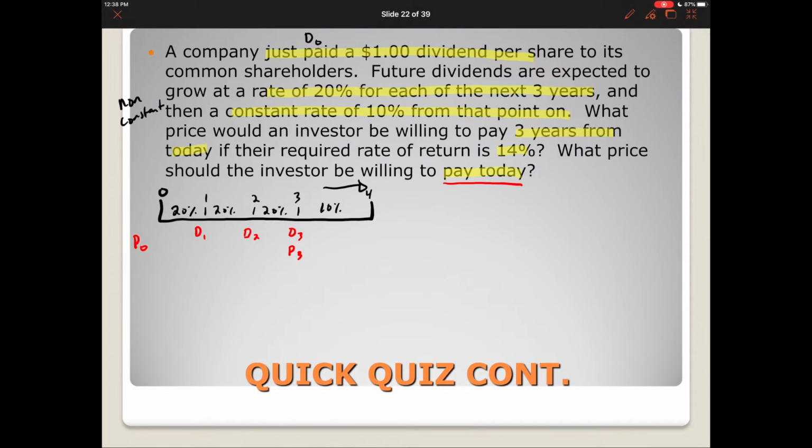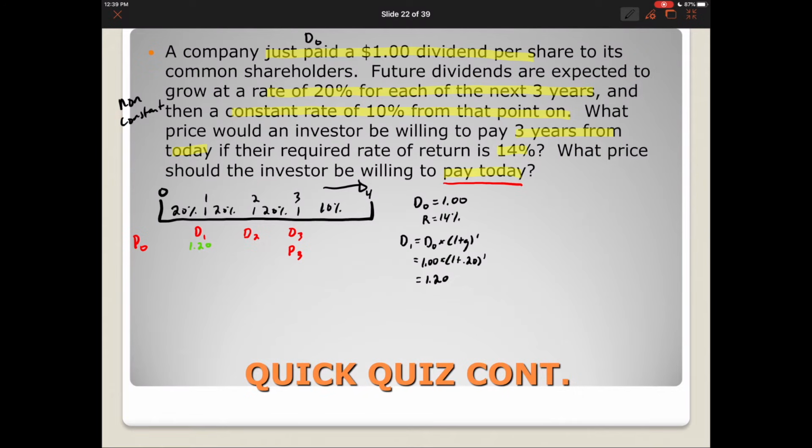So let's write down what was provided. They said the company just paid a $1 dividend, so D sub 0 equals $1. The growth rate in the first couple of years is 20%, and our required rate of return is 14%. So let's first solve for the dividends during the non-constant growth. D1 is equal to D0 multiplied by 1 plus g to the first power. The dividend was $1, growing at a rate of 20%, and I'm going to compound it 1 period. My dividend for year 1 then is $1.20. Let's fill that in on our timeline. $1.20 is the cash flow that we're going to be discounting back.